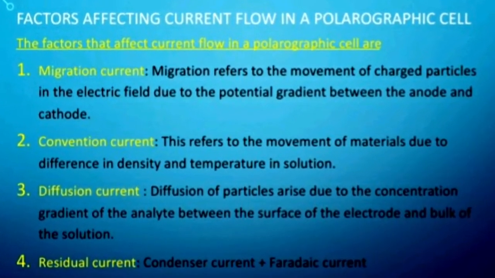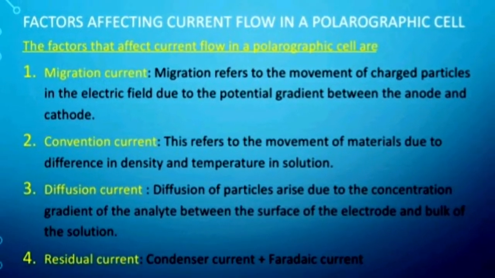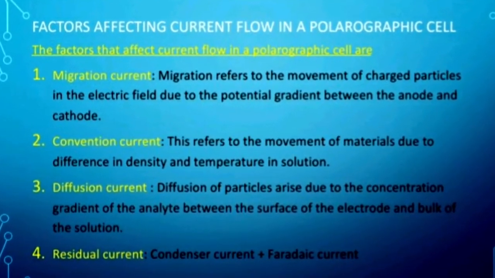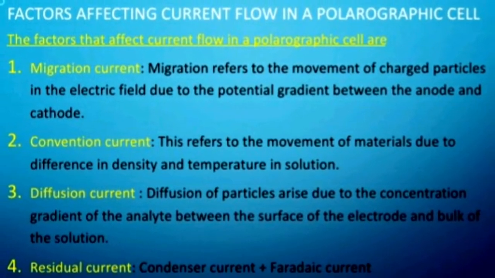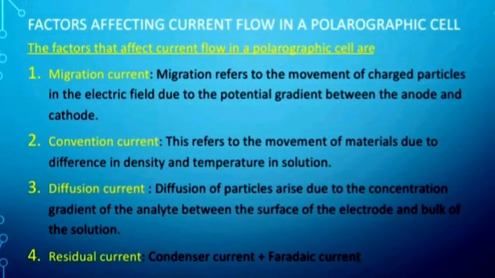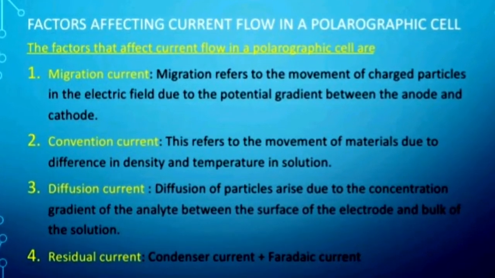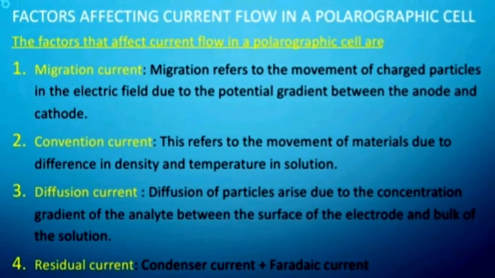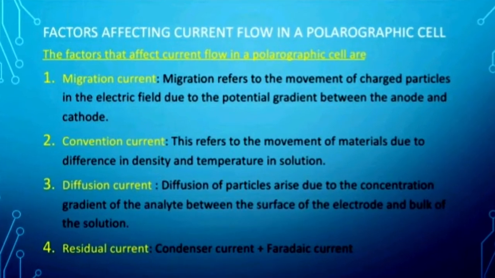Migration current is created by the movement of charged particles in the electric field due to a potential difference between the anode and the cathode. So this is also a current where the movement of charged particles is noticed, but the criterion here is that this happens because of the potential difference between the cathode and the anode. So that is migration current.